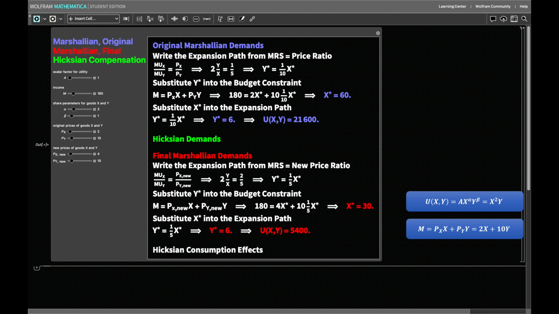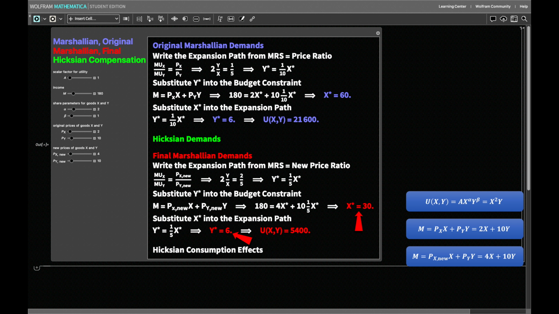The process to find the final Marshallian demands is exactly the same as the one we used to find the original Marshallian demands, but we use a new price ratio given by any possible price changes. Here we look at an increase in the price of good X from 2 to 4. So our initial price ratio was 2 divided by 10, which is 1 by 5. And our new price ratio is 4 divided by 10, which is 2 by 5. We repeat the same three-step process to find the final Marshallian demands.